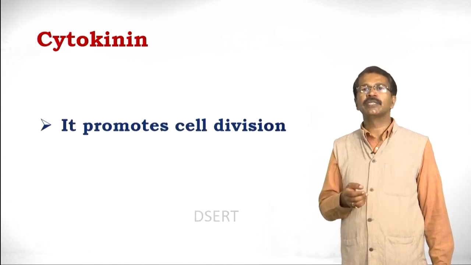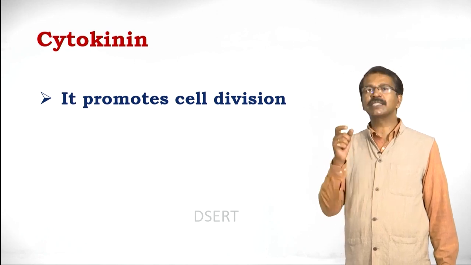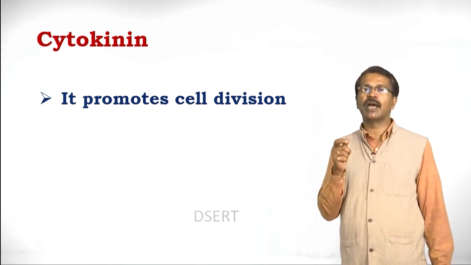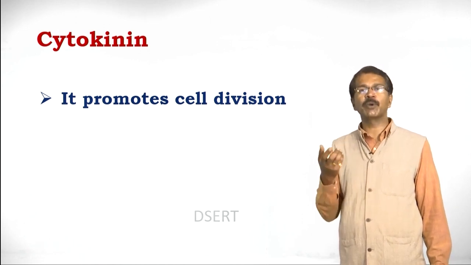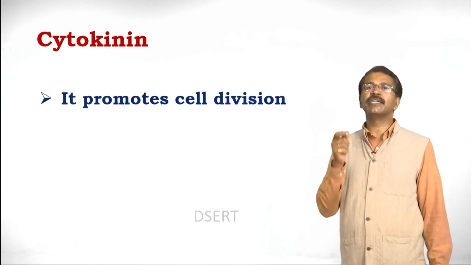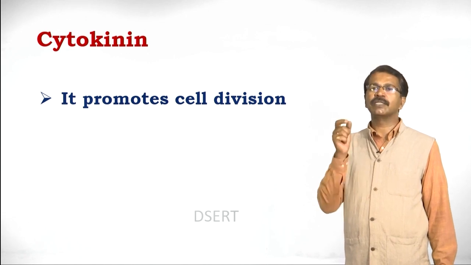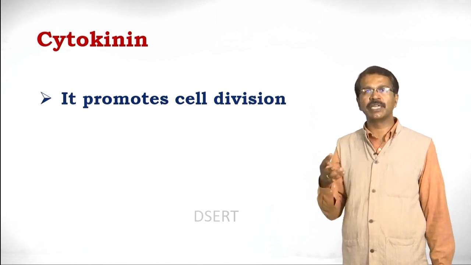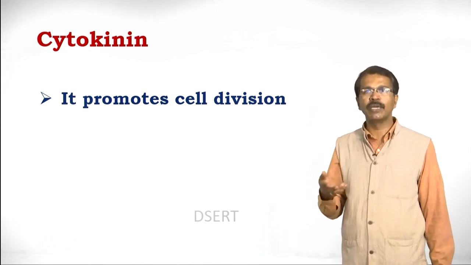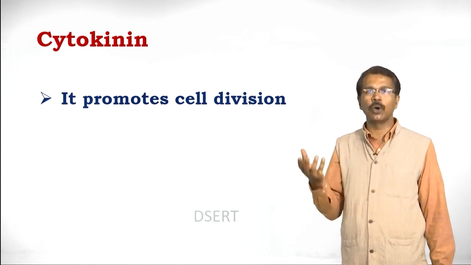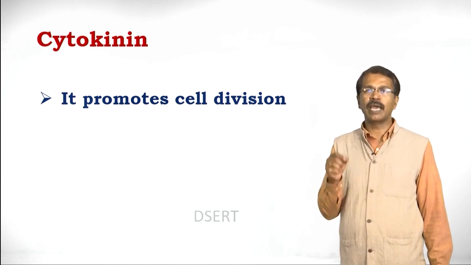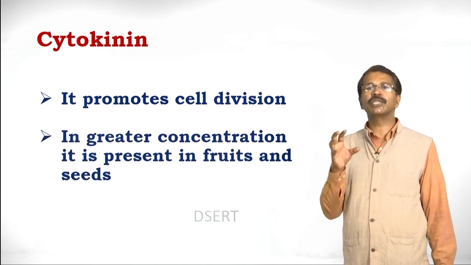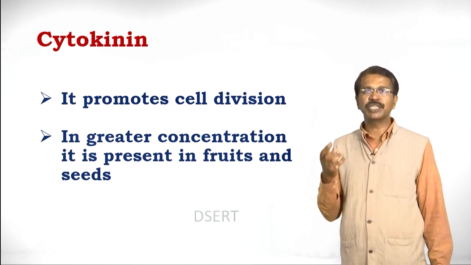Next is cytokinin. Cytokinin also promotes cell division. Once a cell attains its maximum size, it has to undergo cell division. Somatic cells undergo mitotic division, or reproductive cells undergo meiotic division. Here, somatic cell division occurs because of the presence of cytokinin. That means it fastens cell division. Cell number has to increase. When the cell number increases, the mass and volume of the plant body also increase, which results in the growth of the plant body. So cytokinin promotes the cells to undergo cell division. Usually it is present in greater concentration in fruits and seeds.